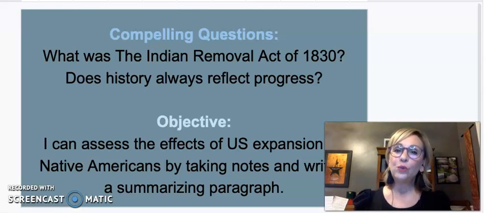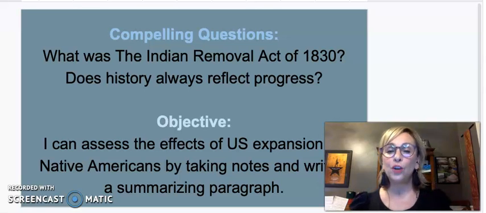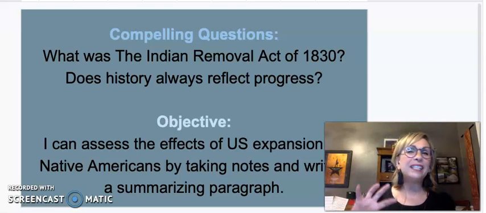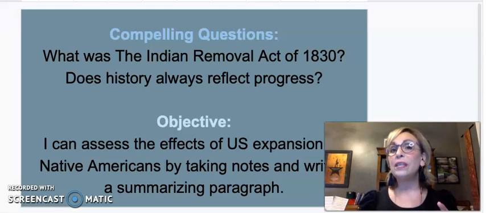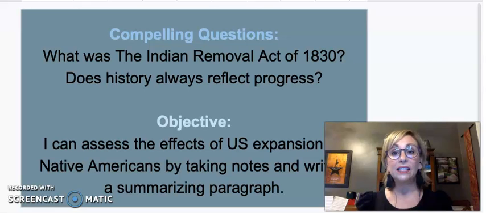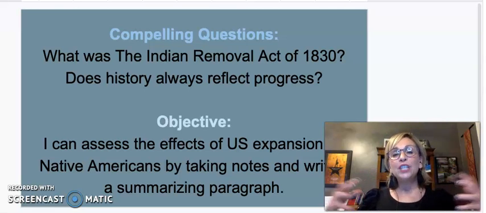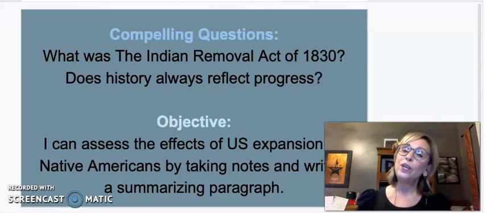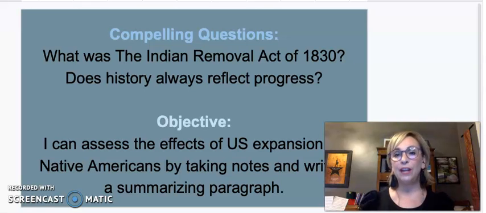And does history always reflect progress? What I mean by that question is we always see history as moving us forward, as progress implies that things always get better. What I want you to reflect on through this lesson is, yes, what was the Indian Removal Act of 1830? But also the bigger picture. As we move forward in history, are we always progressing? Are we always improving and getting better?